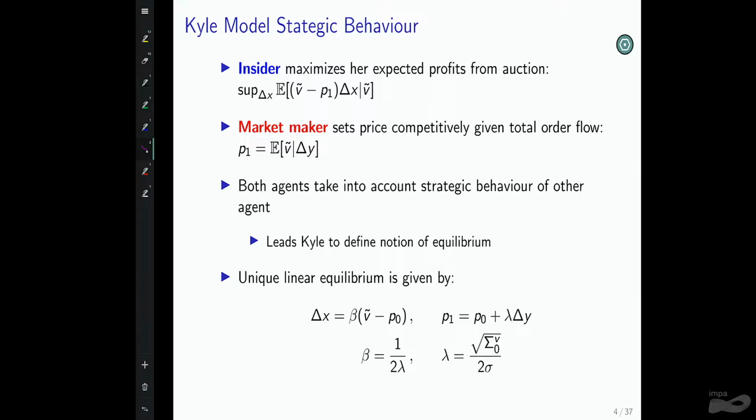As is typical in some kind of game theoretic setup, both agents are taking into account the strategic behavior of other agents. This leads us to a very natural notion of equilibrium. And in the original Kyle paper, the unique linear equilibrium is characterized by these two linear strategies. In particular, the trade size is linear with respect to the initial mispricing, and the change in price is linear with respect to the net order flow.